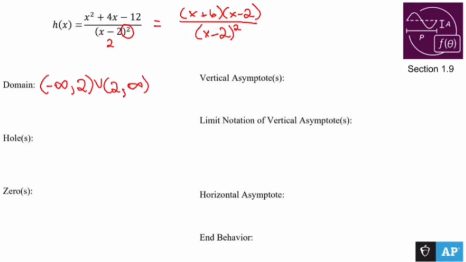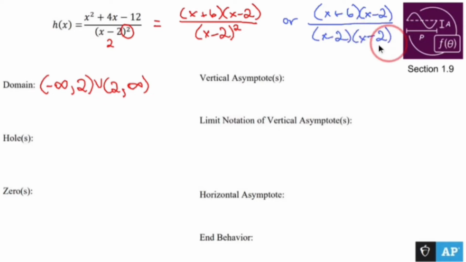I'm going to write this out both ways. Not that it's necessary, but it might help me understand things a little bit better. x plus 6, x minus 2, over x minus 2, x minus 2. Now, whenever you have multiplicity and you have repetition going on in the numerator and the denominator, this is what you're going to take into account.